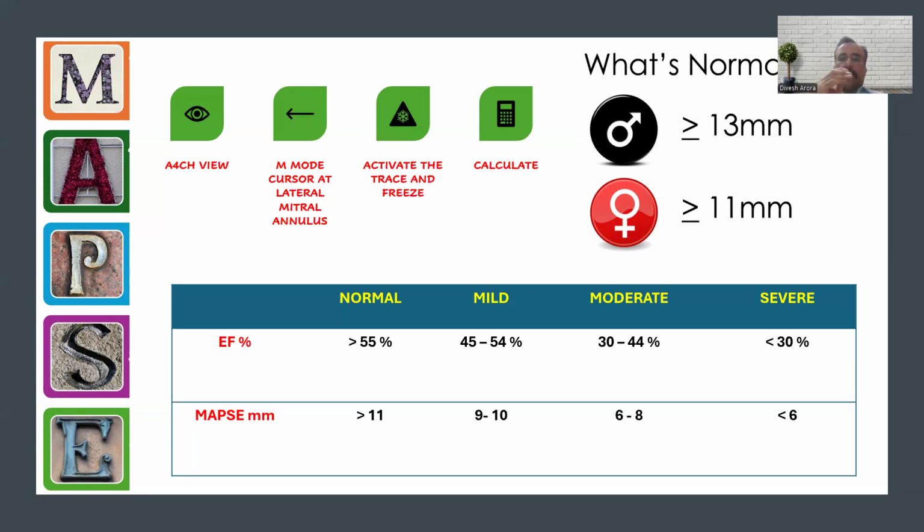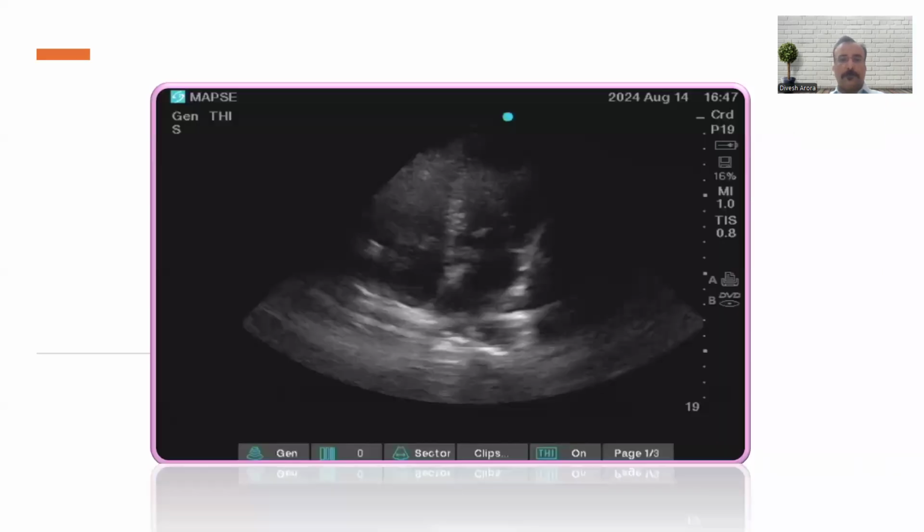We'll calculate the distance which the mitral annulus has traveled towards the apex. In males, greater than 13 millimeters is considered normal MAPSE value. In females, greater than 11 is considered normal. So what are the normal values, my dear friends? It's greater than 11. And if the patient has 9 to 10 millimeters of MAPSE, it is considered mild LV dysfunction. Between 6 to 8 is considered moderate, and less than 6, whether in males or females, is considered severe LV dysfunction.